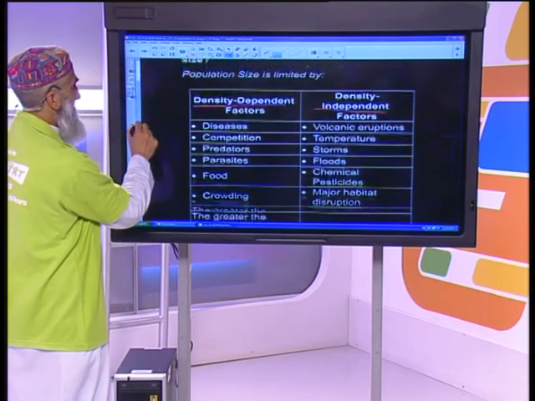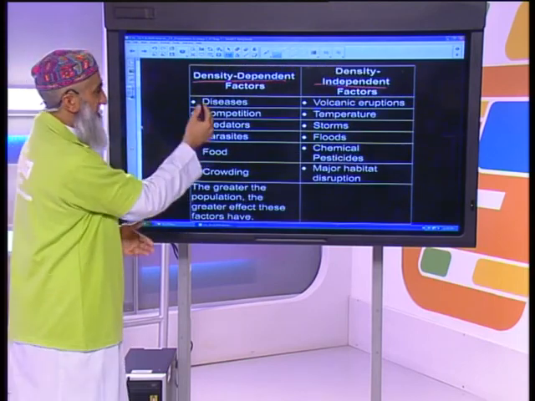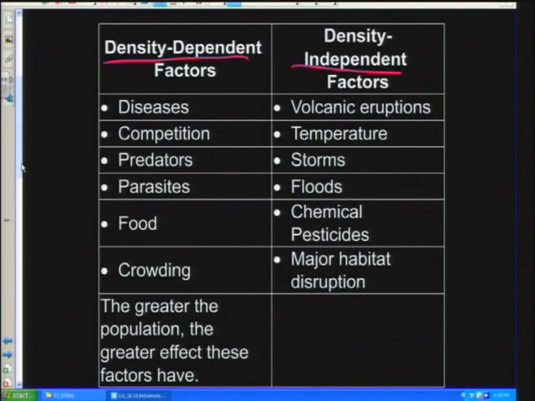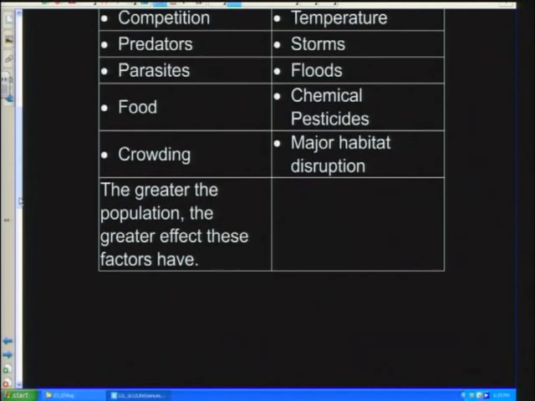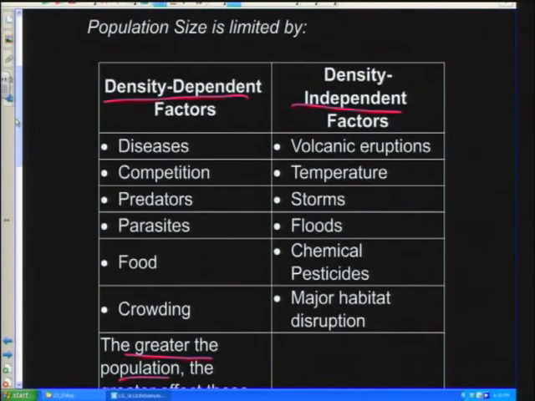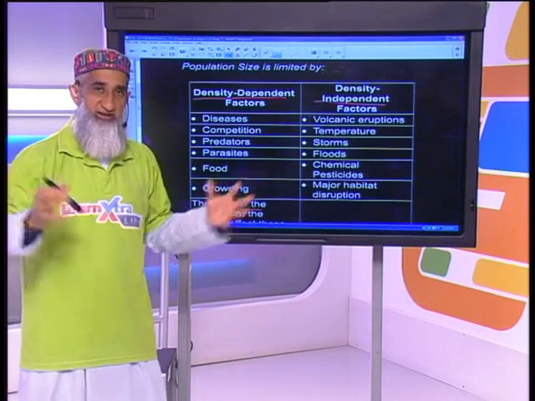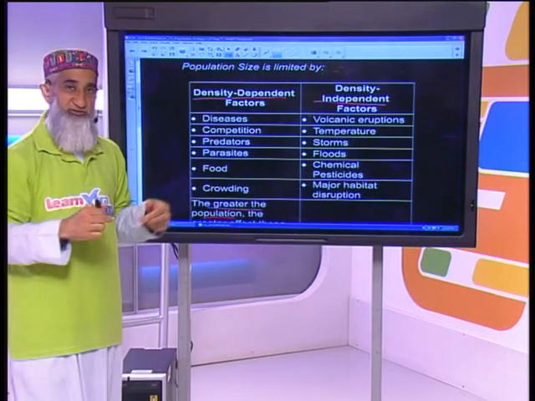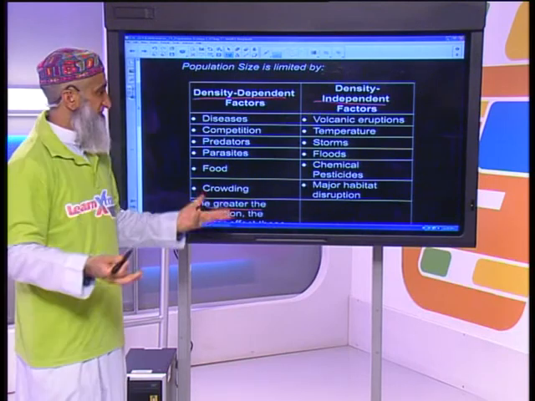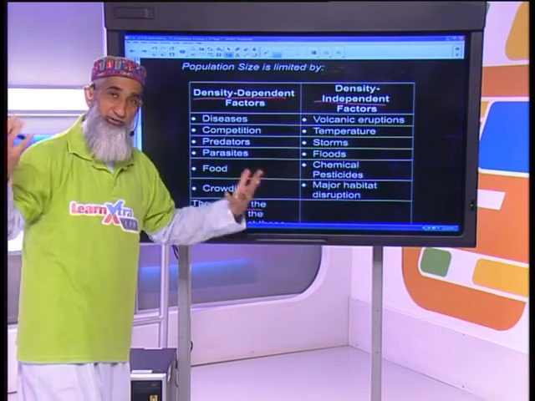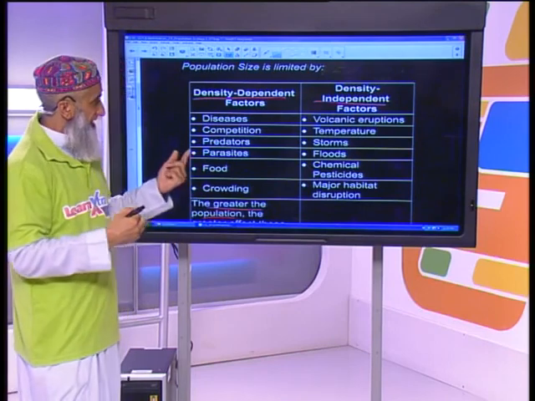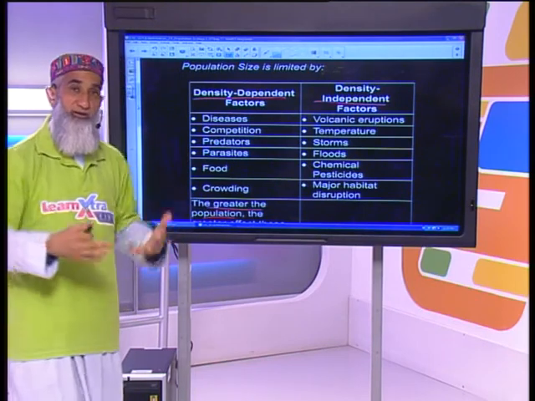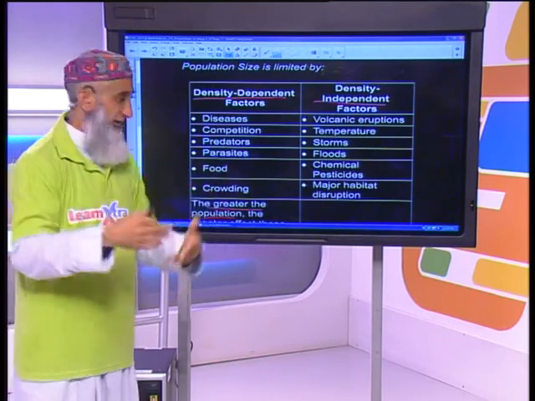Let's look at some of them. Disease, competition, predators, parasites, food, crowding. In these cases, the greater the population, the greater the effect these factors have. It's obvious. Disease, if there's lots of organisms and they're living closer, the disease will spread fast. Competition, the more they are, the more competition. Predators, the more they are, the more they're going to be fed on. Parasites, same story. Food, the more they are, the less the food, and they're going to have competition because of that.